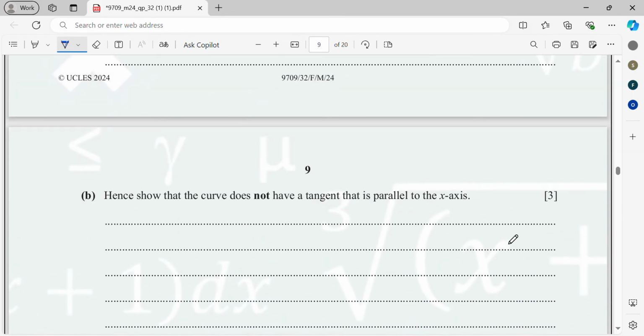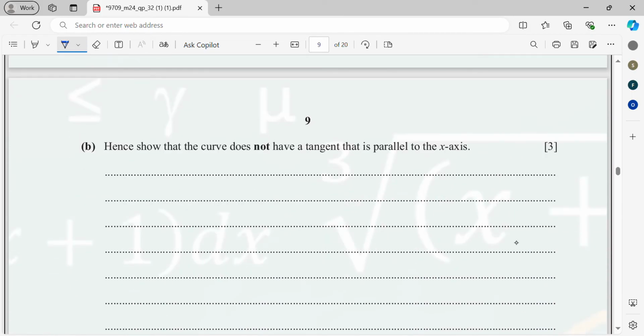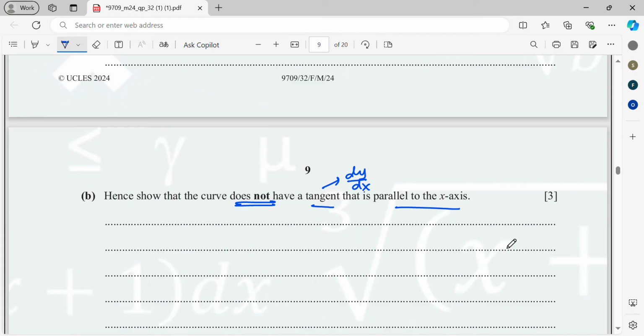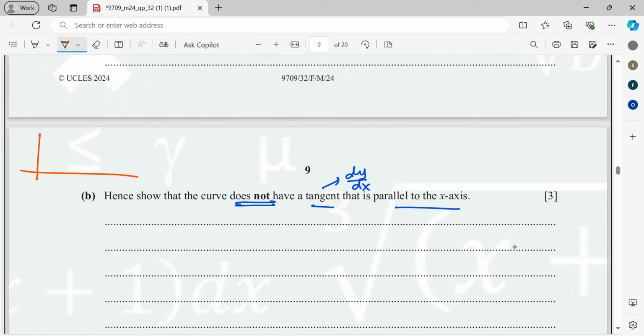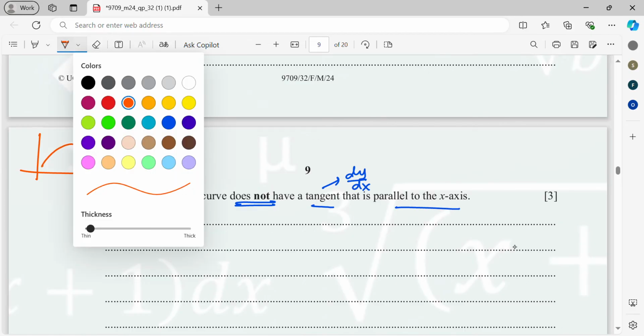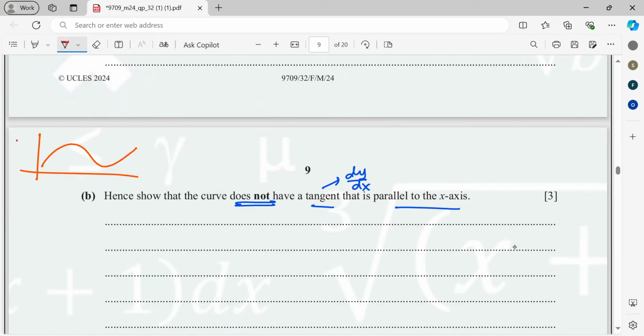Okay, next question. Hence, show that the curve does not have a tangent that is parallel to the x-axis. So whenever you see tangent, that is dy over dx. When it is parallel to the x-axis, let's say for example, this is your graph, the tangent line parallel to the x-axis is this red line. So that means dy dx equals 0.